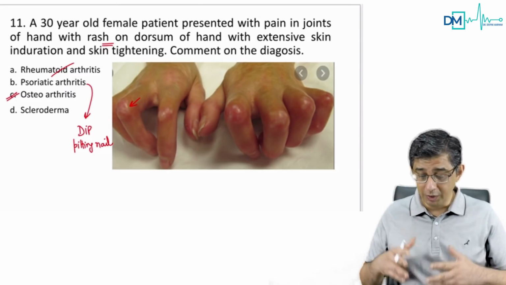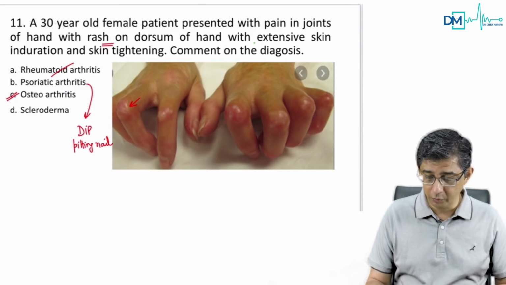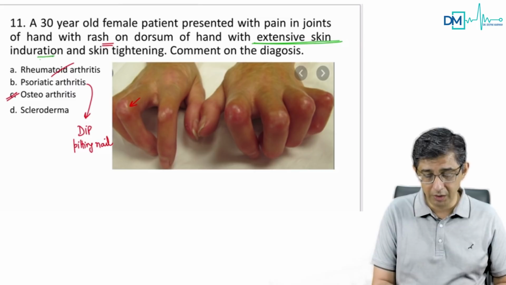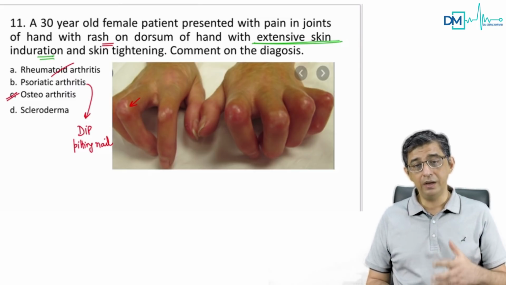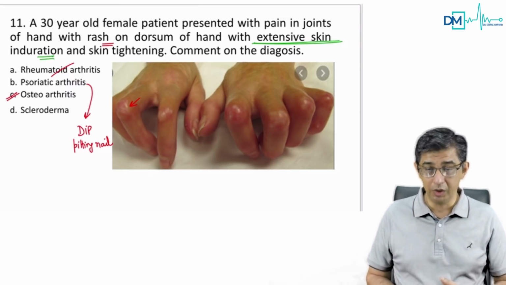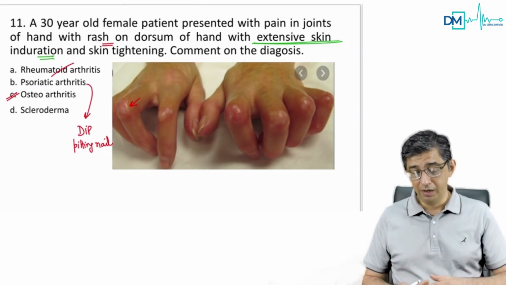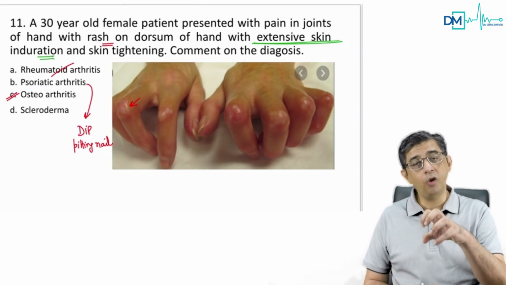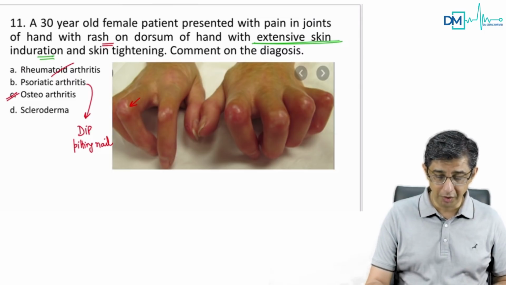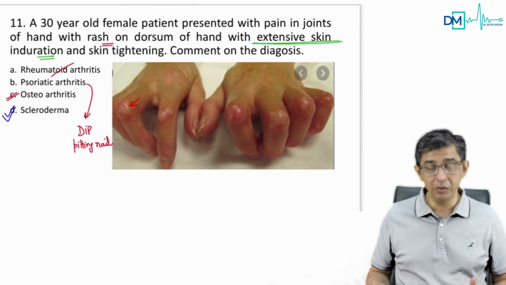None present. The key word in this MCQ, which I think a lot of you missed, was extensive skin induration and skin tightening. And that's a very characteristic feature of scleroderma. Because in these patients, there's gonna be a fibrosis below the skin, so there would be a contracture, and that contracture will contribute to manifestations of scleroderma in the patient.